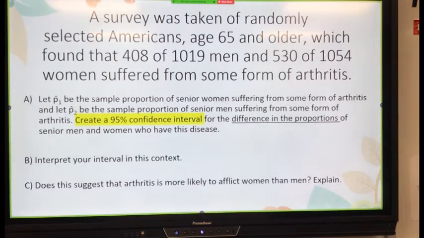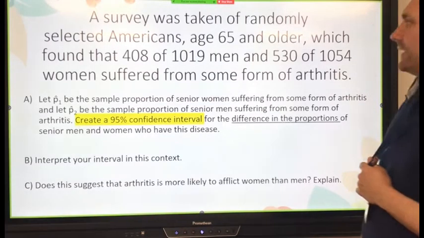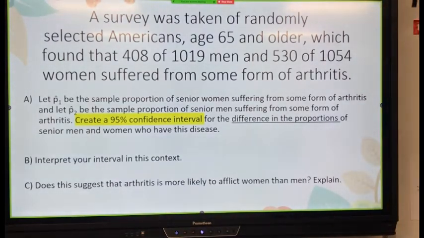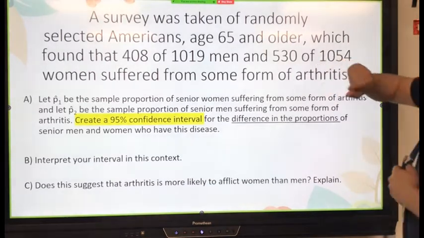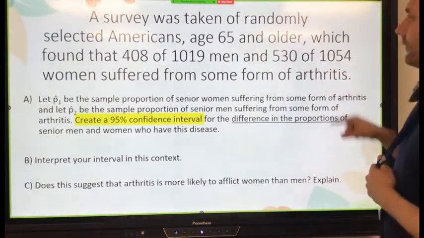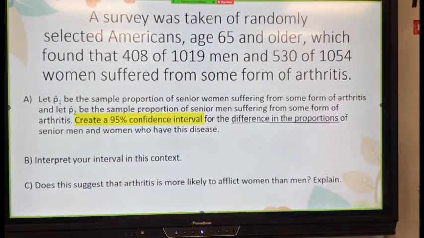A survey was taken of randomly selected Americans aged 65 and older, which found that 408 of the 1,019 men and 530 of the 1,054 women suffered from some form of arthritis. So we're comparing men and women who are 65 and older and whether or not they have arthritis.